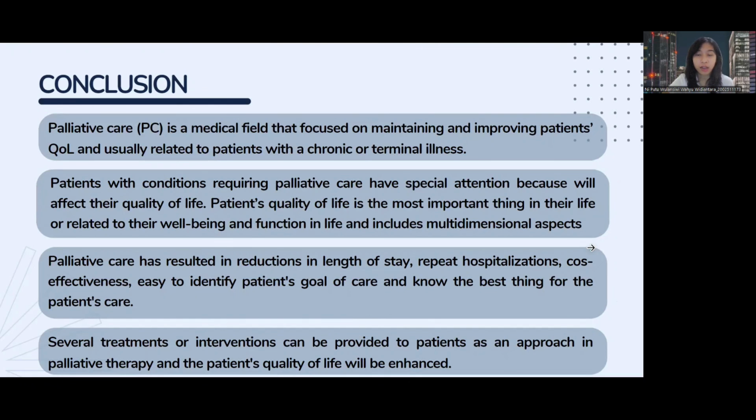Palliative care has resulted in reduction in length of stay, repeat hospitalization, cost effectiveness, easy identification of the patient's goal of care, and knowing the best thing for the patient's care. And for several things, our intervention can be provided to patient as an approach in palliative therapy, and the patient's quality of life will be enhanced.